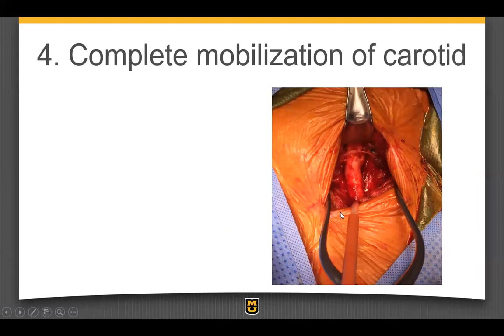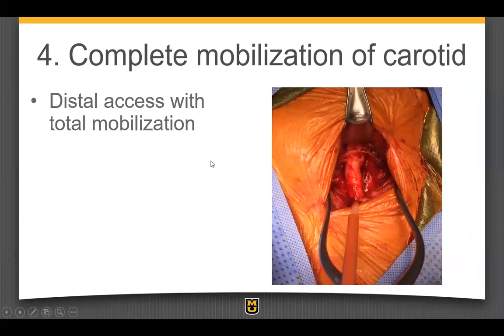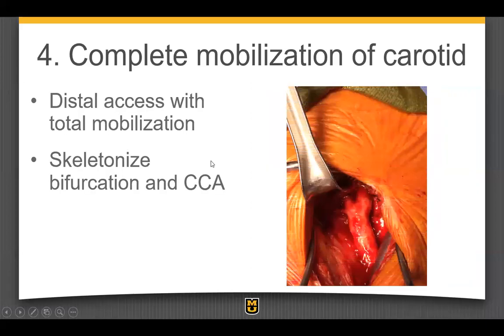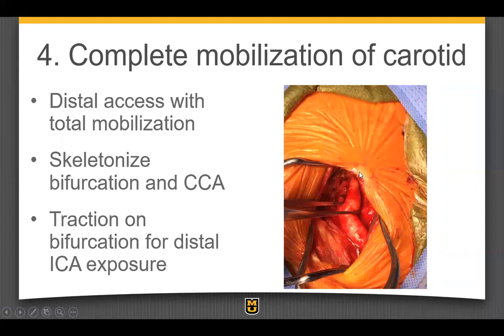So this is an operation from earlier in my career where I found this low-lying hypoglossal nerve, and you can see that we're right up at the angle of the jaw here, and already things are becoming difficult. So skeletonizing the bifurcation and the common carotid artery really gives you some more access to this region. And in addition, once you have clamps and you've heparinized the patient, traction on the bifurcation really gets you much more mobilization than you could have imagined.